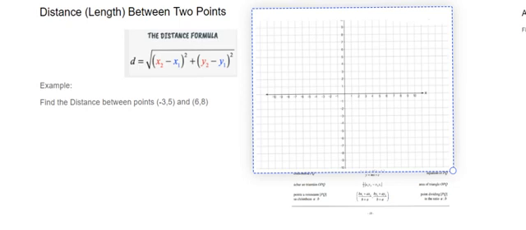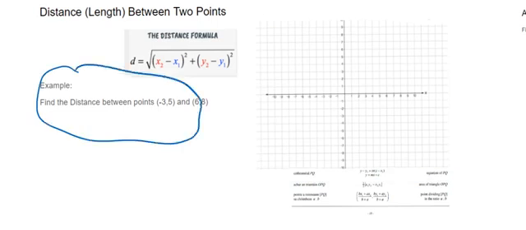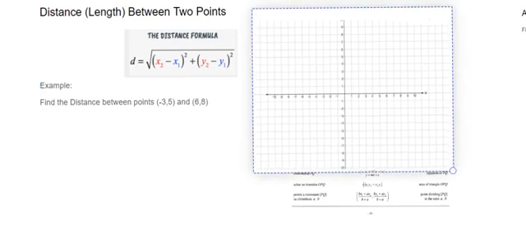Hi guys, so this is the distance or the length between 2 points. So if you just look at the example here that we're going to do anyway, find the distance between the points -3,5 and 6,8. So if you look at your coordinate graph over here, the point -3,5 is here.